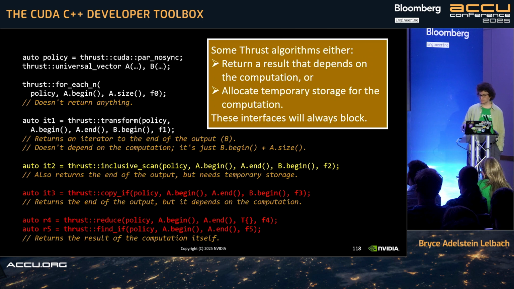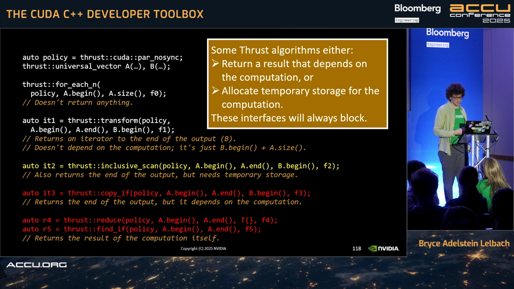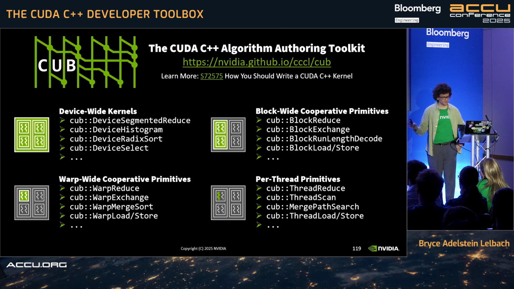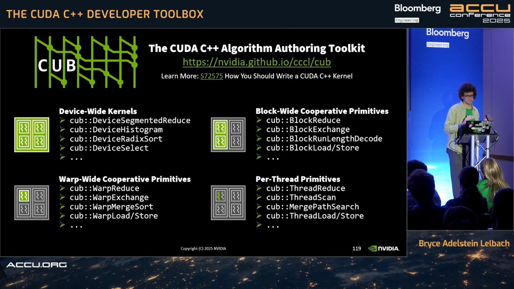But if we need asynchronous versions of these algorithms today, there's another somewhat lower level CUDA C++ algorithms library that we can use that is asynchronous from the ground up. And that is CUB, which is the CUDA C++ algorithm authoring toolkit. So CUB provides the cooperative building blocks for writing your own device-side kernels, or your parallel algorithms. But that's not really the focus of our talk today.